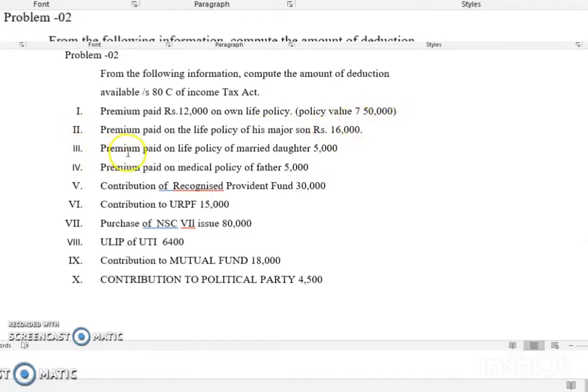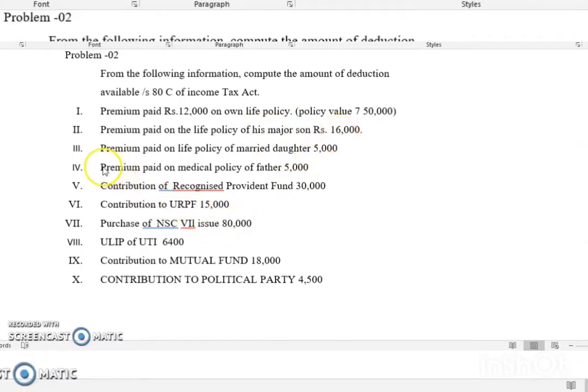Next one, premium paid on life policy of married daughter, 5,000. I told you, spouse and children. Son we have considered, daughter also we are going to consider. So these are the things we have to consider under LIC policy. Son we have considered, daughter we have considered, self we have considered. Any other relatives if they give, we are not supposed to consider.